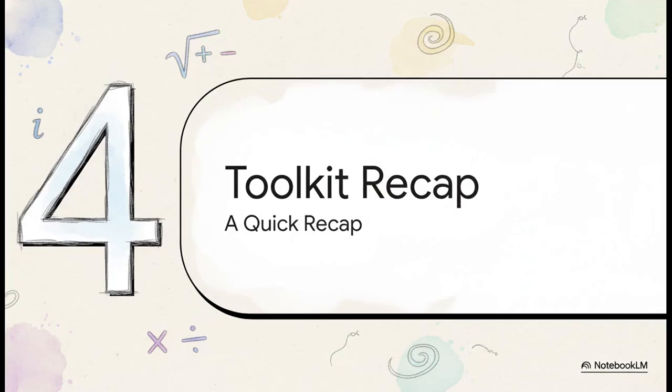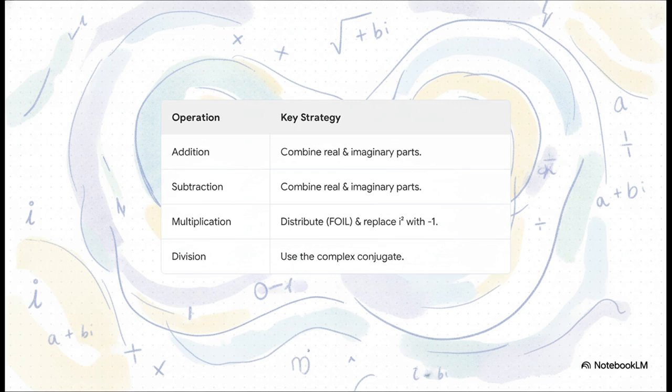That's the 4 basic operations. We've navigated the complex plane. We've learned the secret rules. Let's do a quick recap and put all of this into a single, powerful toolkit that you can use whenever you need it. Okay, think of this slide as your ultimate cheat sheet. For adding and subtracting, easy, just combine like terms. For multiplication, distribute everything out, and then swap any i squareds you see for -1. And for division, use that conjugate trick to clean up the denominator.